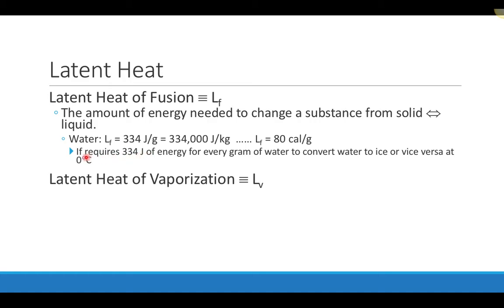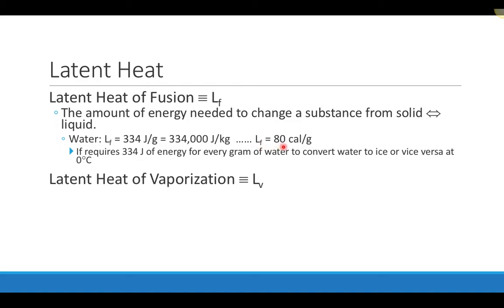And I guess I wrote that here. It requires 334 joules of energy for every gram of water to convert water to ice, or vice versa, ice to water, right? It has to occur, though, at 0 degrees Celsius. So it's not directly dependent on that temperature, but indirectly you have to have the substance at its phase change temperature. I also wrote down the latent heat of fusion in terms of calories, because sometimes we use calories.